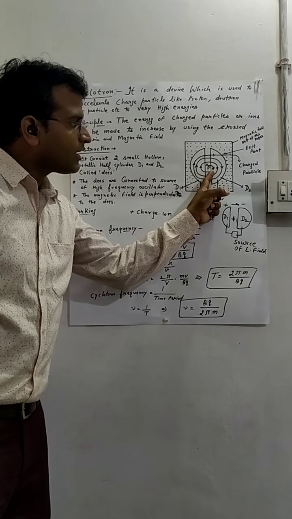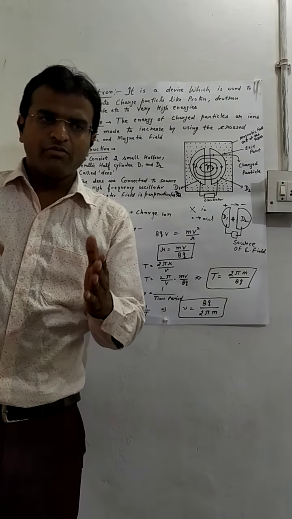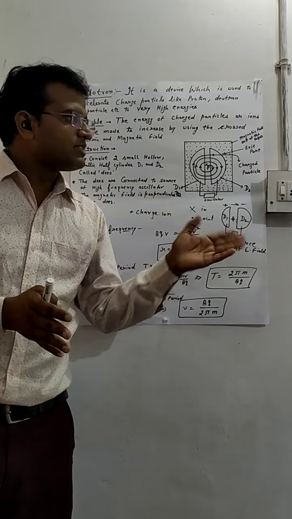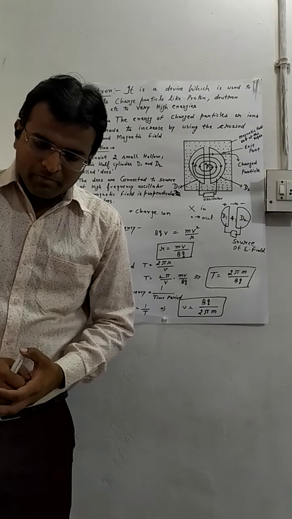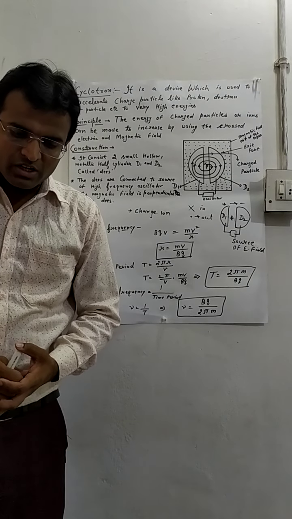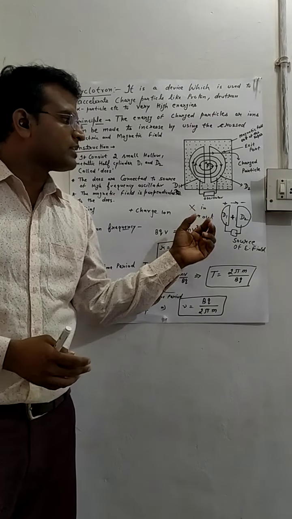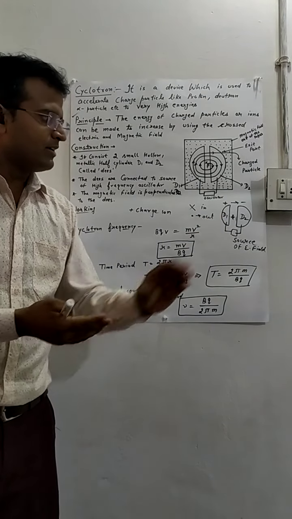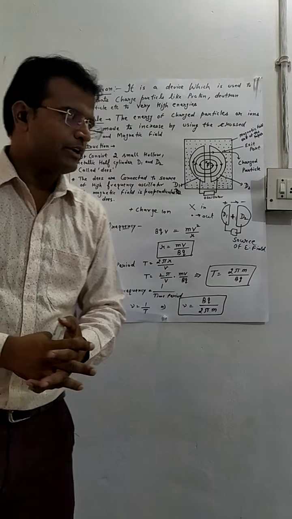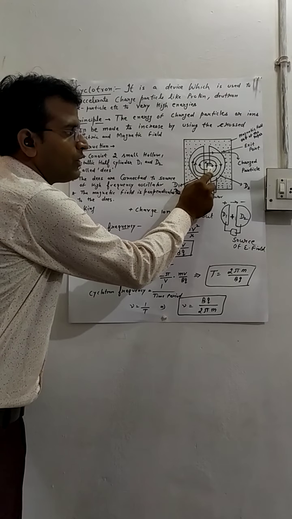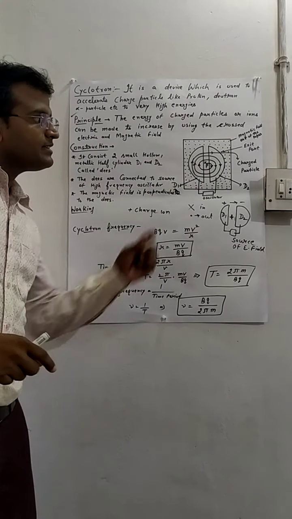Now it again comes to the gap between D1 and D2, where the electric field is set up, which accelerates the charged particle. Just when it comes out of D2, the potential of the Ds is reversed. Previously D1 was positive, now D1 is negative with respect to D2. Now it goes into D1. Again it moves in a circular path, but its speed is increased.